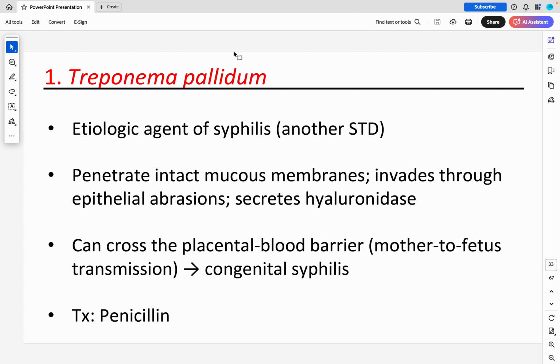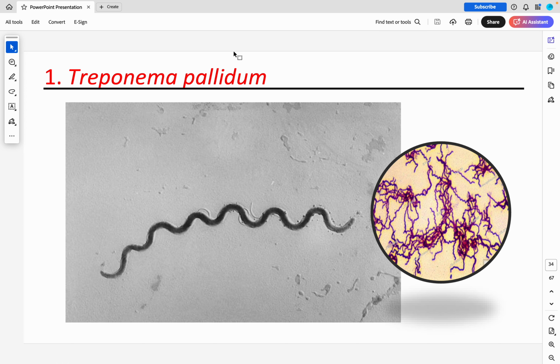In the context of a mother and a child, neonate, Treponema pallidum can actually cause congenital syphilis as the microbe is motile and is able to cross the placental blood barrier. So there's mother-fetus transmission, and it can cause syphilis in the neonate. The drug of choice for Treponema is penicillin.